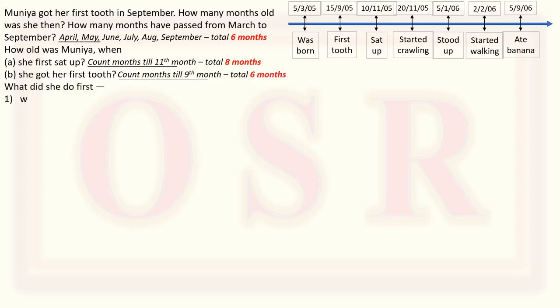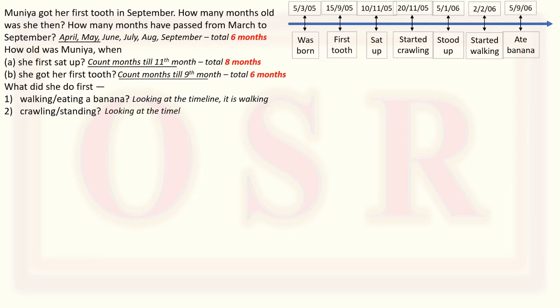What did she do first? Walking or eating a banana? Let's look at the timeline. It's clearly mentioned. Looking at the timelines, it is walking. Now crawling or eating, what did she do first? Again look at the timeline, guys. So looking at the timeline, it is crawling, right?